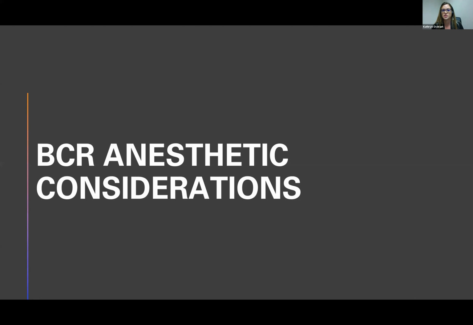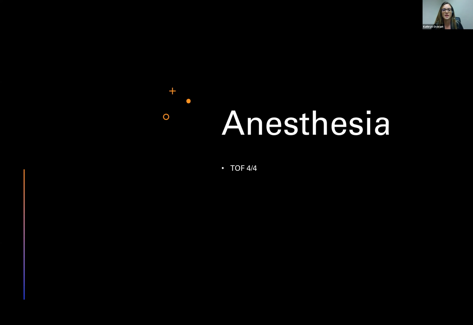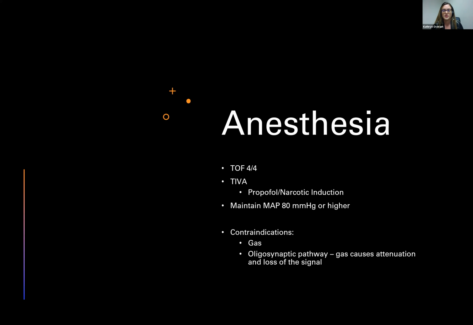So, anesthetic considerations. I think this was one of the questions on the last presentation. Anesthesia for the bulbocavernosus reflex: since there is the motor pathway involved, we have to have a train of 4 of 4, and it is highly recommended to use a TIVA regimen with propofol and a narcotic induction if possible. Maintain an adequate MAP for the patient. The contraindication really is gas. It is an oligosynaptic pathway, with multiple synapses, and so gas causes a significant attenuation or loss of the signal.